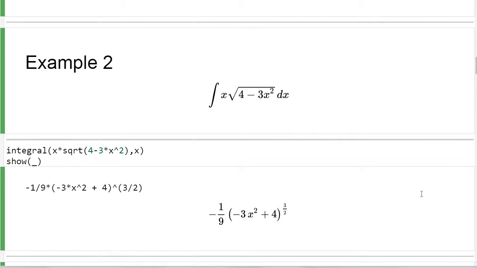Alright, here's a second example. This is a fairly straightforward substitution problem if we're going to do this by hand, and type it here in Sage, and we get this. Remember, plus c we would fill in here.